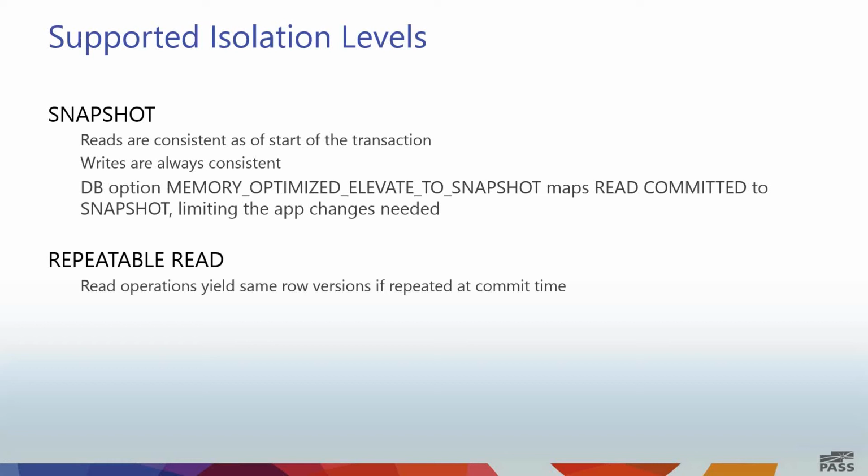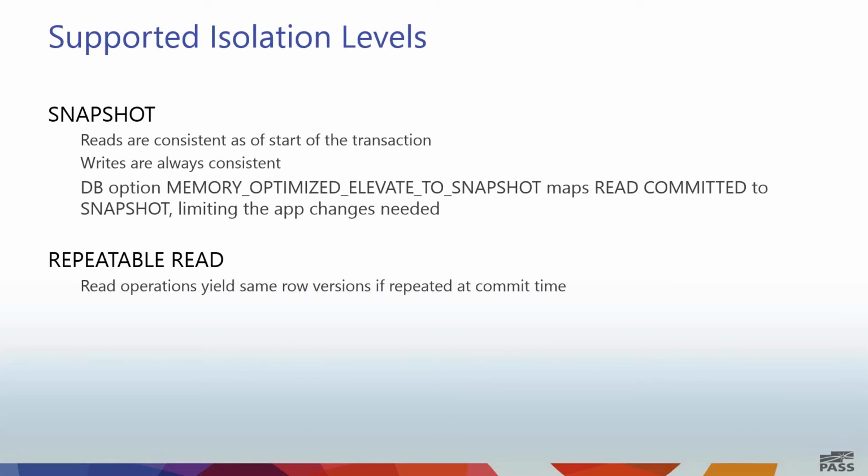Then repeatable read, the next isolation level. You will see in MSDN that for disk-based tables, this is defined in terms of locks that are taken. But of course, locks are just an implementation mechanism. You're interested in the guarantee you get from repeatable read. Repeatable read just means that read operations yield the same row versions if you repeat them at commit time. So the rows that you are reading have not changed in the database between the time you read them and the time you commit. With account balance, for example, if you read it at some point in a transaction, it's not updated before you commit.